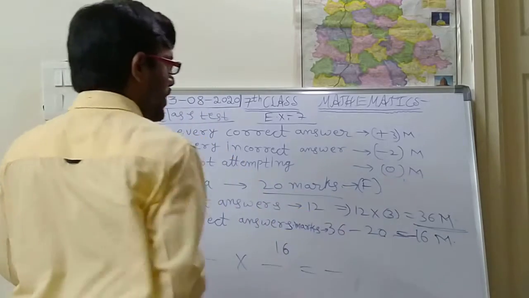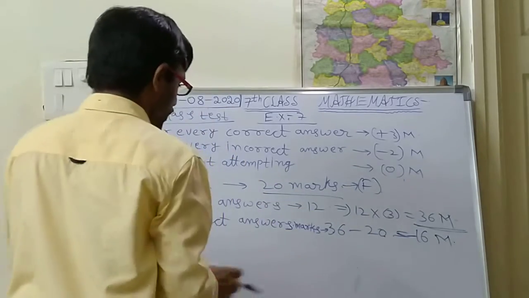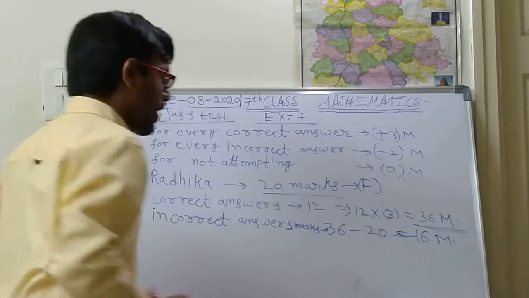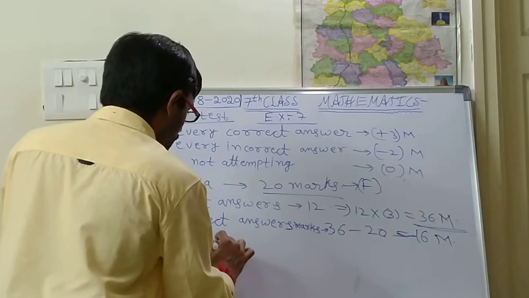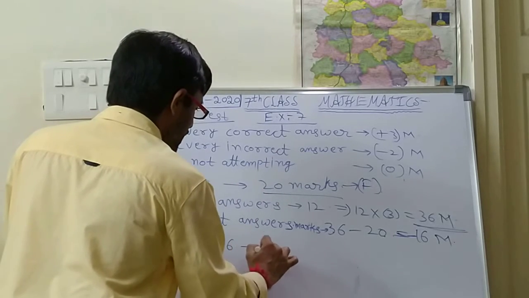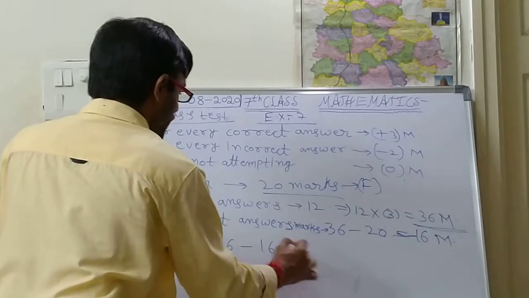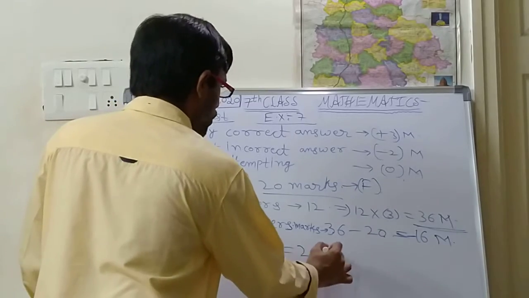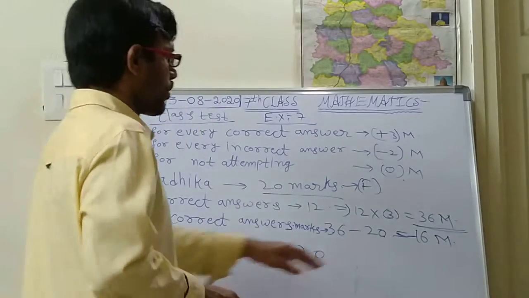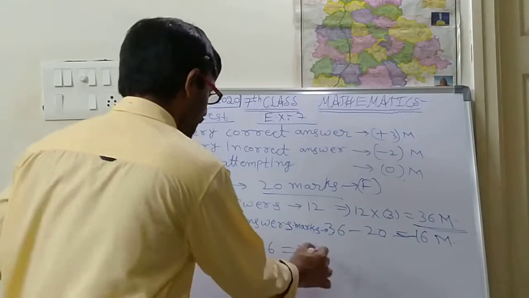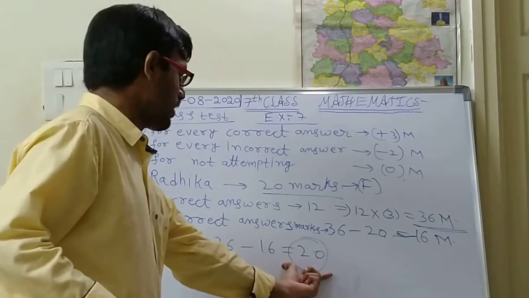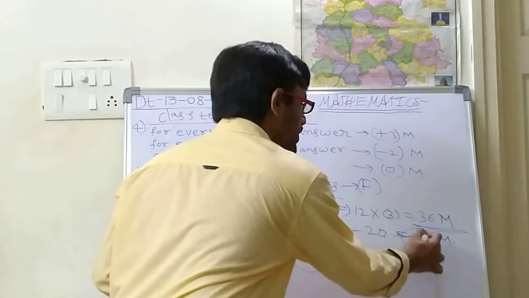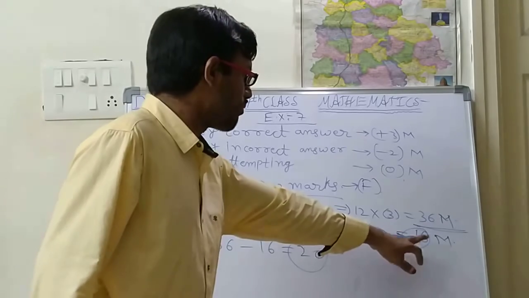So what is 36 minus 16? Here 36 marks is for correct answers, and minus 16 marks is for incorrect answers. You add both of them. 36 minus 16, plus into minus is minus. 6 minus 6, 0. 3 minus 1, 2. So 20 marks is coming again. So this is correct only. Radhika got 20 marks. This is tallied, so whatever we have done is correct. Here, minus 16.